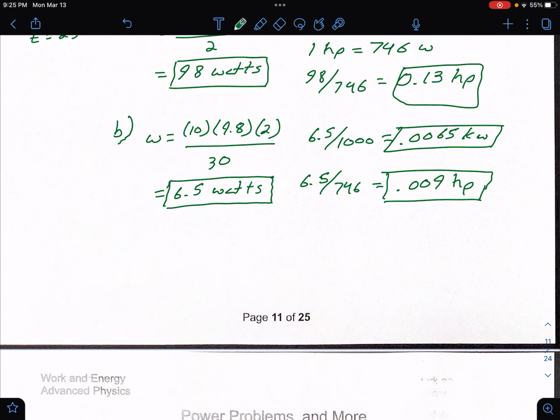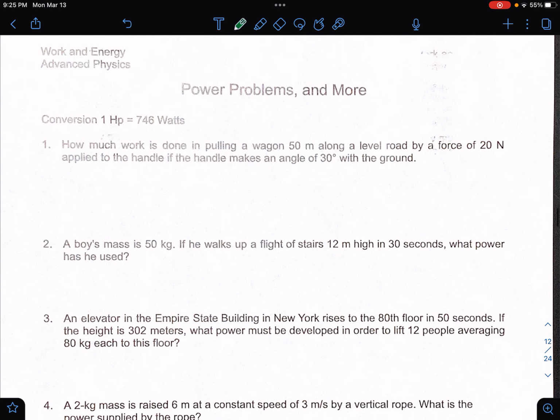Okay. So moving on to the next page. This is actually a good page for doing mixed practice. It says: how much work is being done pulling a wagon 50 meters along a level road by a force of 20 newtons applied to the handle, if the handle makes a 30-degree angle with the ground? Okay, I'm sorry, I actually wasn't given a mass. I was given a distance, 50 meters.